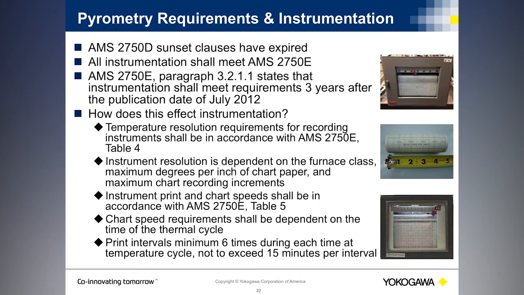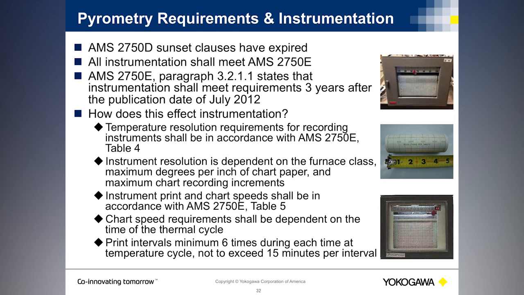Part of the new requirements in AMS 2750 with instrumentation: all the sunset clauses from AMS 2750D have expired. You had 3 years after the published date of 2750, which was July of 2012. So as of July of 2015, all instrumentation must meet the requirements of 2750. So what does that affect on your instruments? Well, now you have chart resolution requirements. If you have the old style pre-printed charts, you're going to have some resolution requirements for recording instruments. You also will have to verify that your print speeds and chart speeds are in accordance with 2750.